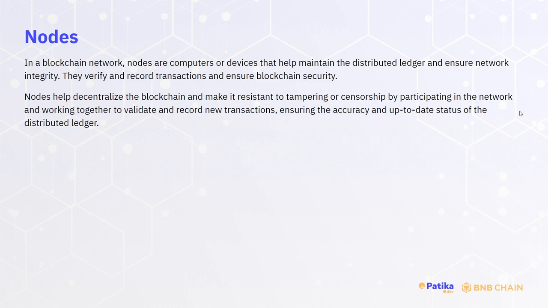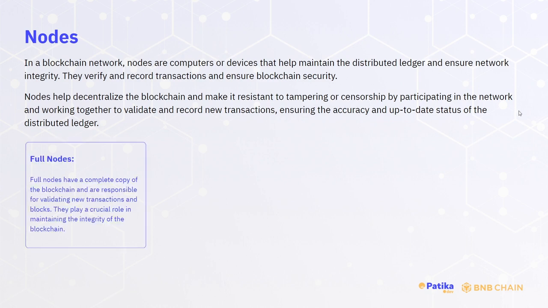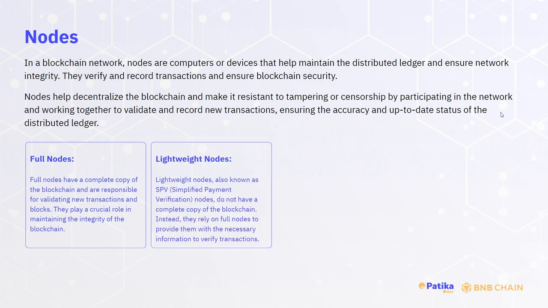Let us also talk about node types. The first one is full nodes. Full nodes have a complete copy of the blockchain and are responsible for validating new transactions and blocks. They play a crucial role in maintaining the integrity of the blockchain. Lightweight nodes are also known as simplified payment verification nodes and do not have a complete copy of the blockchain. Instead, they rely on full nodes to provide them with the necessary information to verify transactions.